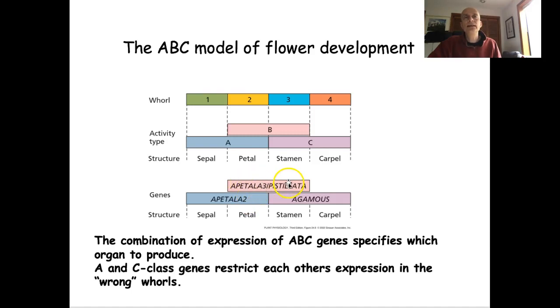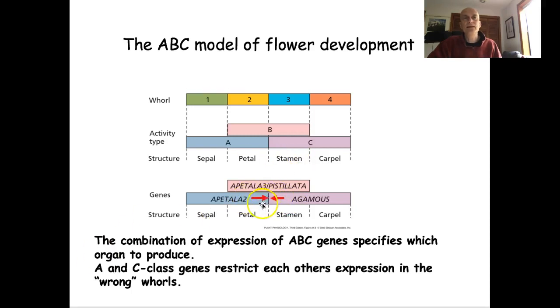But if this gene is expressed together with Agamous, then that will produce stamens. And if Agamous is expressed by itself, then it will produce carpels. The other thing that people noticed is that A and C class genes restrict each other's expression, so they cannot move into the other worlds. Oftentimes you see that shown as arrows, where Apetala 2 and 3 are restricting each other, but when one of them is missing, then the other one can spread out into the other worlds.